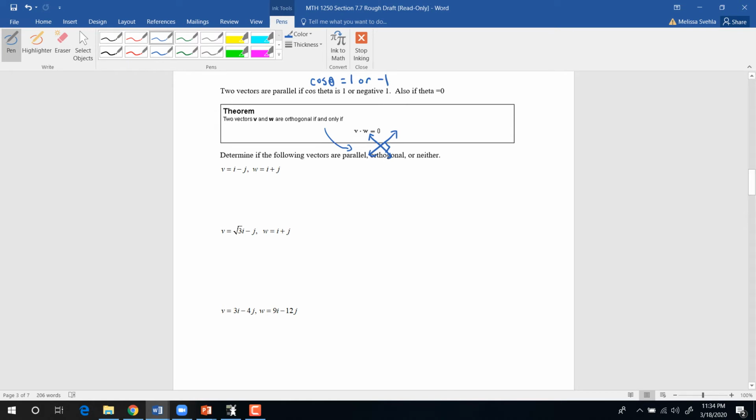So let me do an example. Let's just do number 2 here for the following. We are still going to use cosine theta equals v dot w over magnitude of v, magnitude of w. So v dot w, square root of 3 times 1 plus negative 1 times 1. So I have square root of 3 minus 1. Now this doesn't simplify, so I'll just leave it alone.